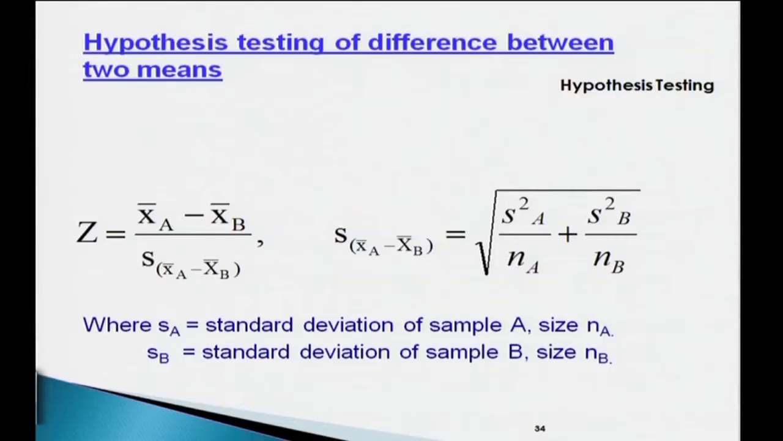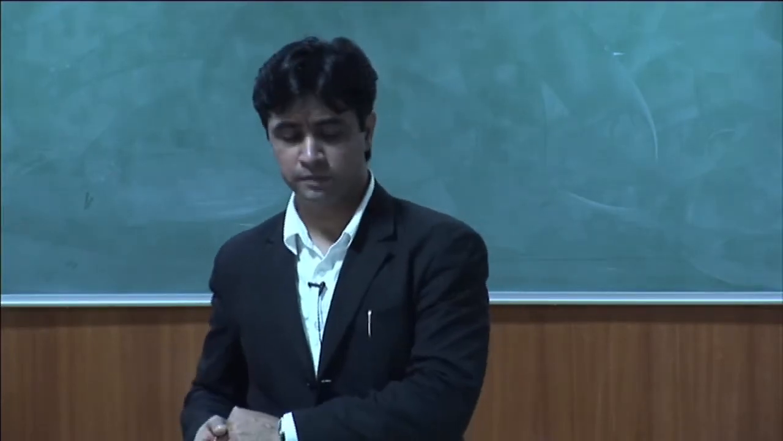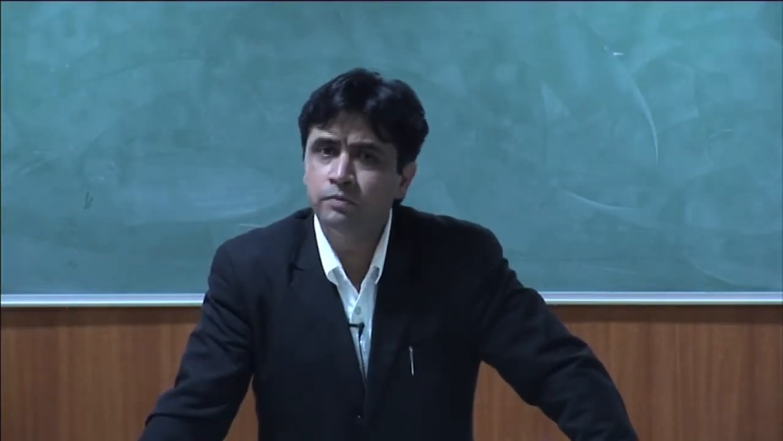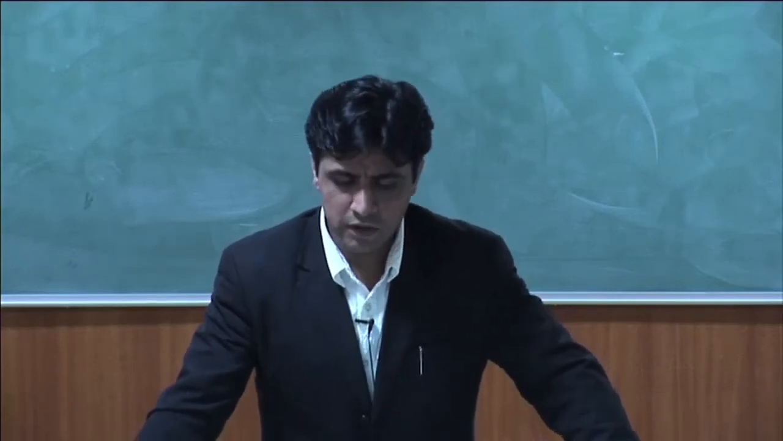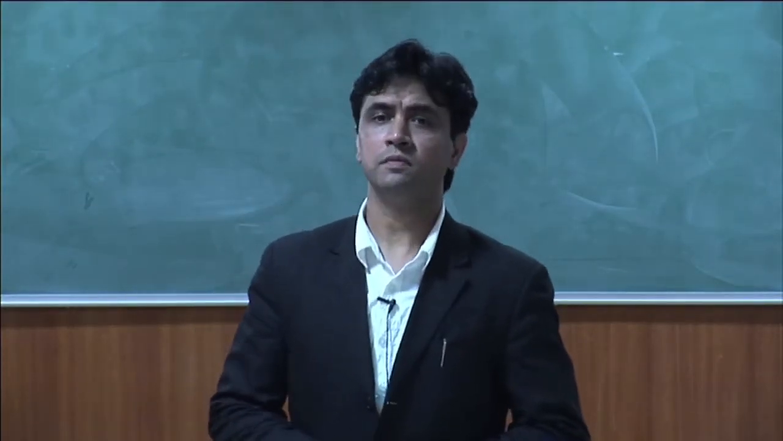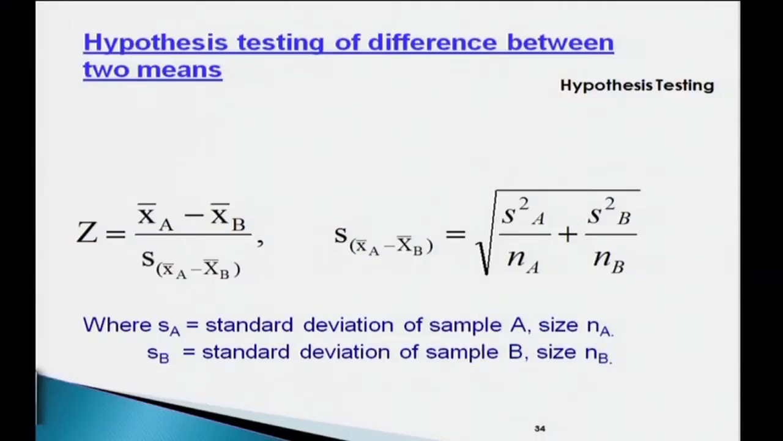For the difference between 2 means, the situation is there is one sample having a mean x bar a, another sample having sample mean x bar b. Here we would like to test whether both these samples represent the same population, whether these have been drawn from the same population. If they are drawn from the same population, their averages should be equal. The population mean mu a should be equal to the population mean mu b. So, our z here would be x a bar minus x b bar divided by the standard error of x a bar minus x b bar.